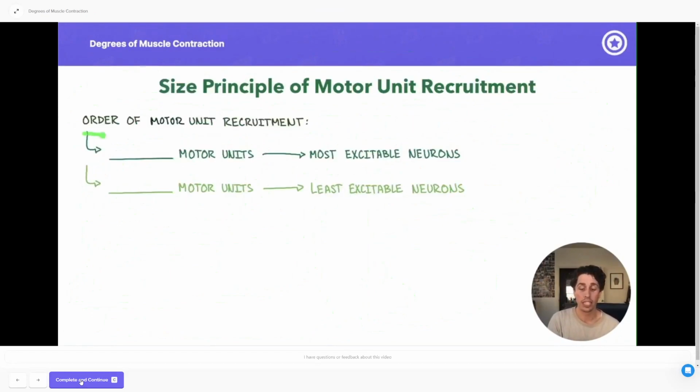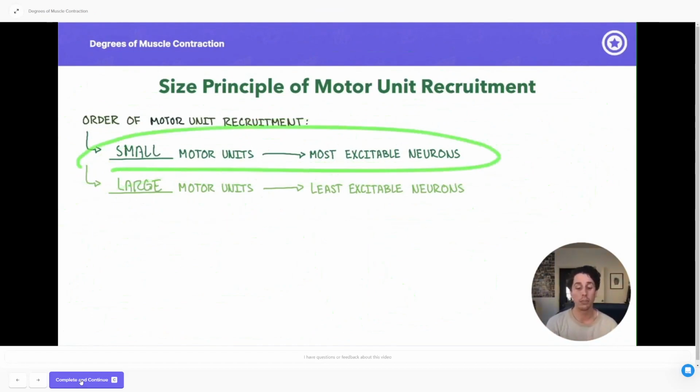There's going to be a specific order that motor units are recruited. If you remember from that last slide, we're going to have the small motor units. Let's go ahead and write this in. So small motor units will be recruited first. Write that in right here. And then we're going to have our larger motor units recruited next. So large. As we can see, small motor units are going to be excited by the more excitable neurons, while large motor units are going to be excited by the least excitable neurons.